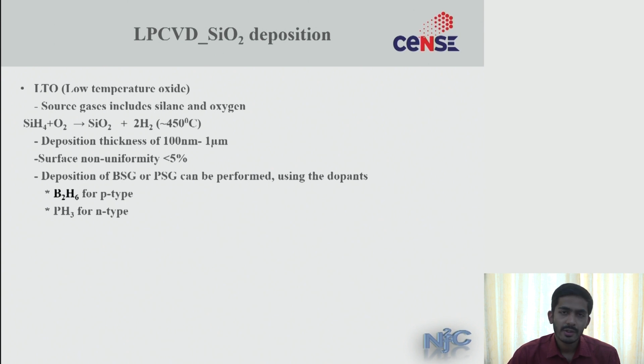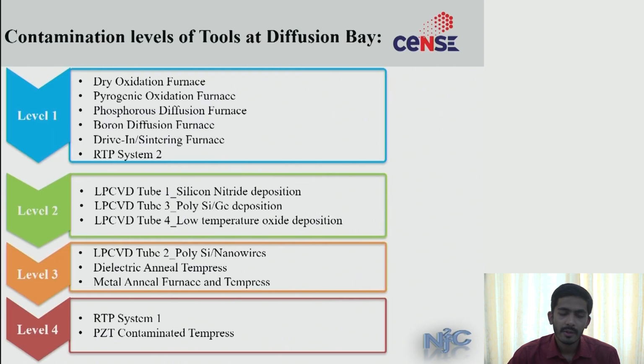During the deposition of this oxide, you can either make it a doped oxide or an undoped oxide. Speaking about doped oxide, you have two forms. One is called BSG, borosilicate glass. The other one is PSG, phosphorus silicate glass. This is done by introducing the dopants during your oxide deposition. For P-type, you have diborane, which will form your BSG, and for N-type, you have phosphine, which will form your phosphorus silicate glass.